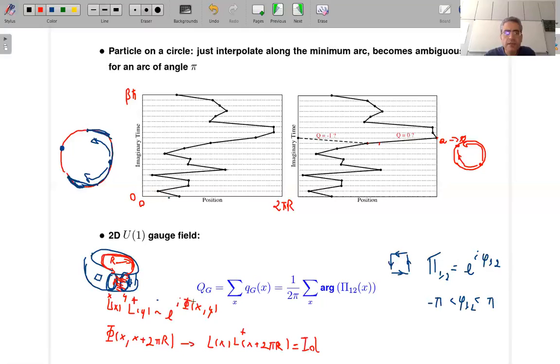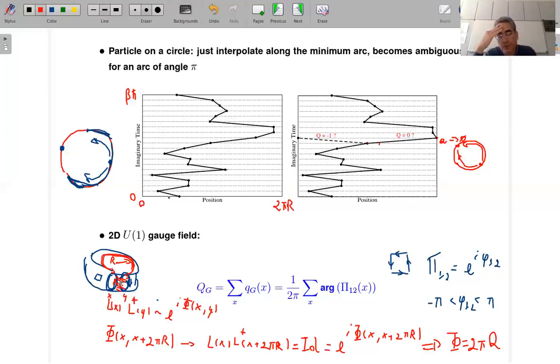So again, what you learn in this way is that the flux phi must be quantized, because e to the i times the flux must be one, and this is the flux from x to x plus 2 pi r. So it is actually the total flux going through the torus. And so in this way you learn that the total flux must be an integer multiple of 2 pi.